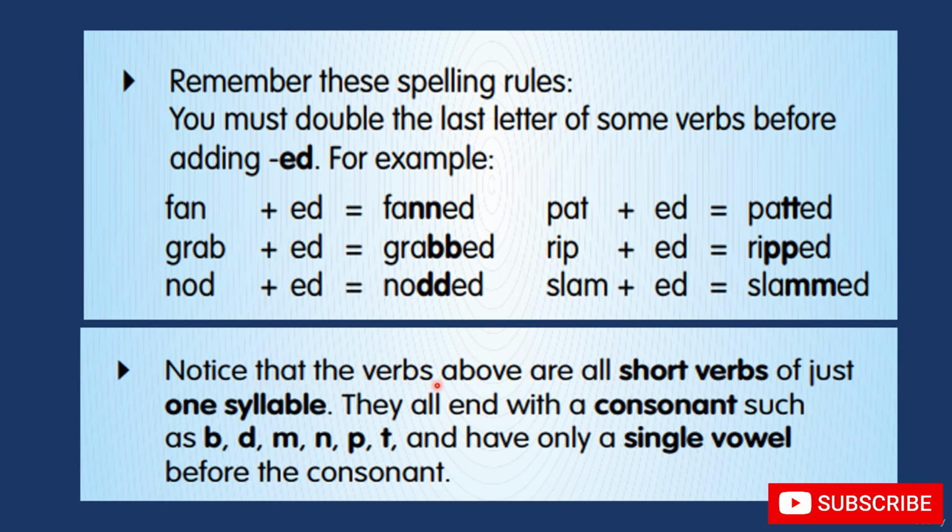Note that the verbs above are all short verbs of just one syllable. They all end with a consonant such as b, d, m, n, p, t, and have only a single vowel before the consonant. This is what I have just said. If the verb ends with a consonant and before the consonant I have a vowel, I double the consonant before I add e, d. And take care, we need only a single vowel before the consonant, not double vowels.